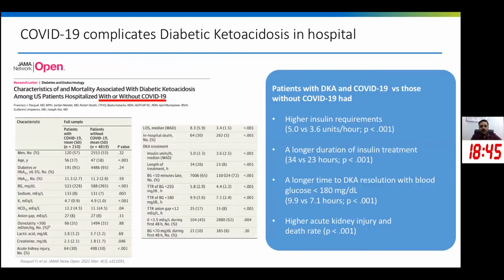And when they compared the hospital stay, the mortality and the morbidity, it was found that these patients who are COVID-19 positive have very high insulin requirement. They have longer duration of insulin treatment, longer time of DKA resolution also, 9.9 hours versus 7.1 hours, and they have higher acute renal insufficiency, and the mortality was also higher.